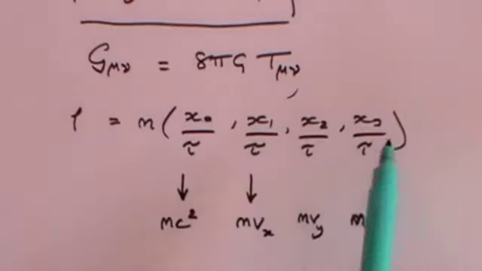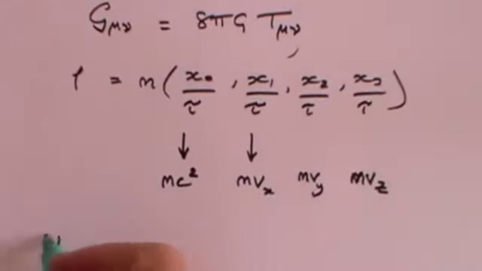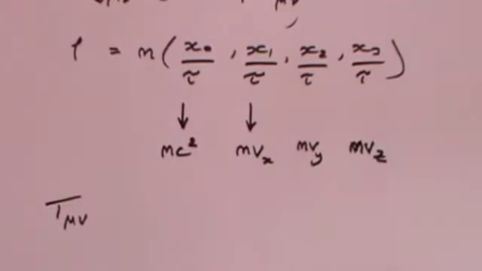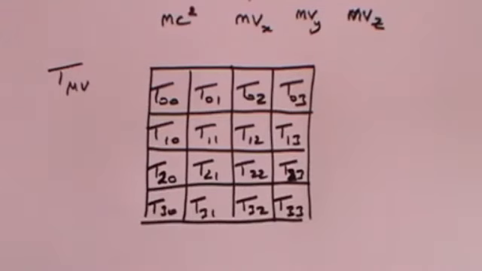So this 4-momentum reduces to the basic rest mass energy plus the momenta in the 3 coordinates of space. Well, that's fine, but that is essentially just a vector. We need a tensor. We need not p, but T mu nu. And that means we need a 4 by 4 matrix. And to save time, I've drawn one.